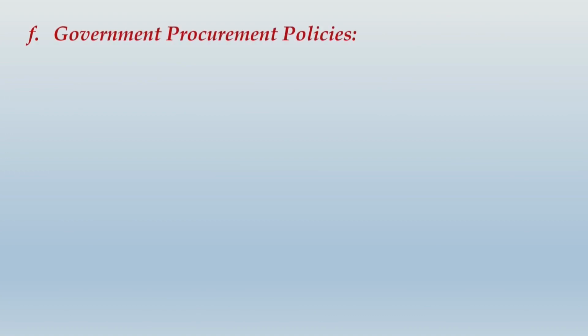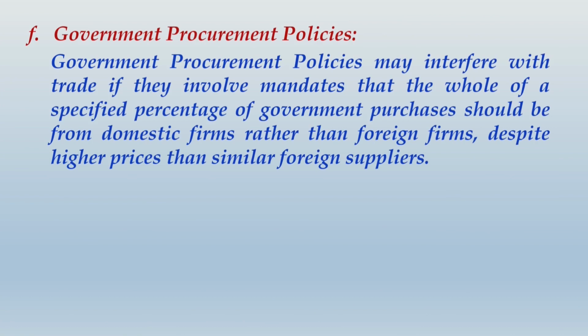Government procurement policies. Government procurement policies may interfere with trade if they involve mandates that the whole of a specified percentage of government purchases should be from domestic firms rather than foreign firms despite higher prices than similar foreign suppliers.